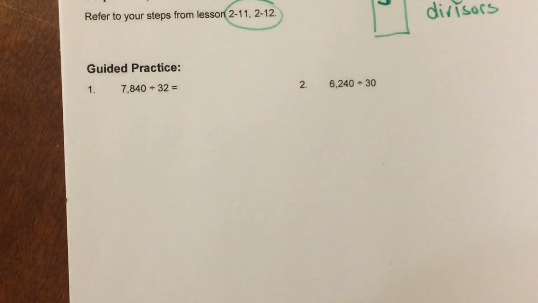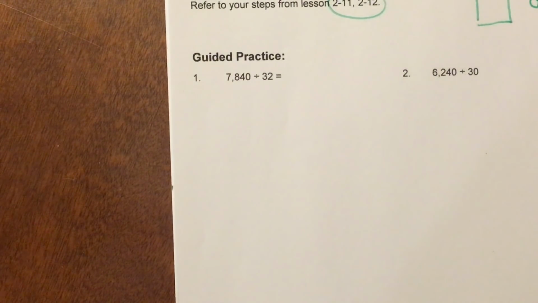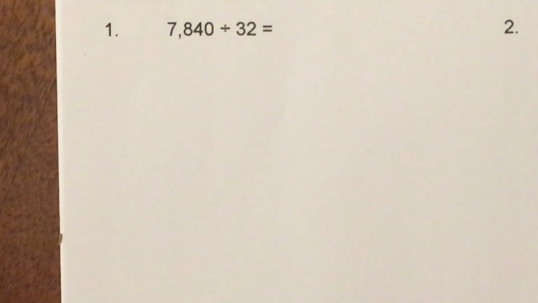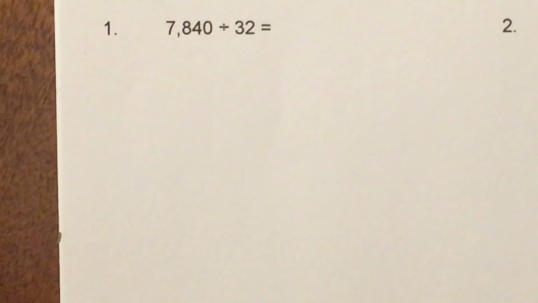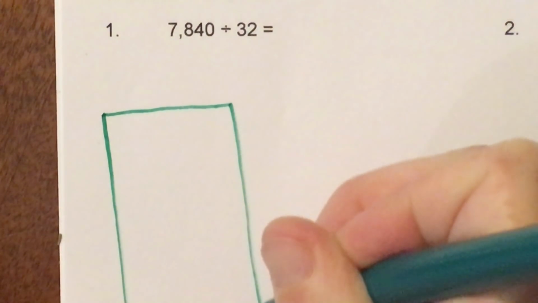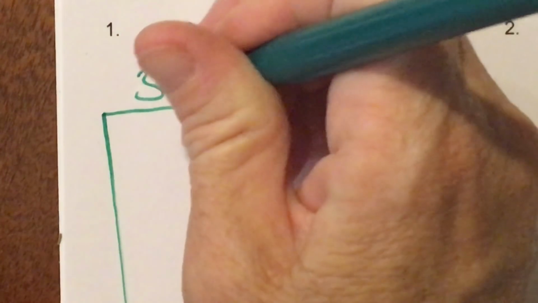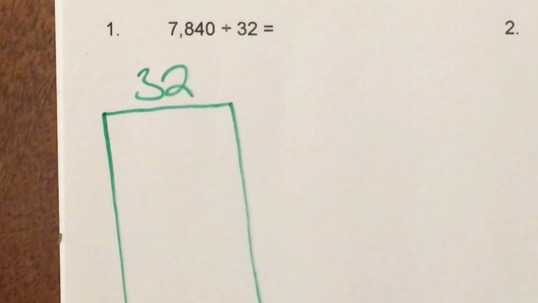Okay, so let's try some. All right, my first one is 7,840 divided by 32. Okay, so I'm going to do my same steps as I do a single digit. I'm going to draw my rectangle. I'm going to put my divisor on top.